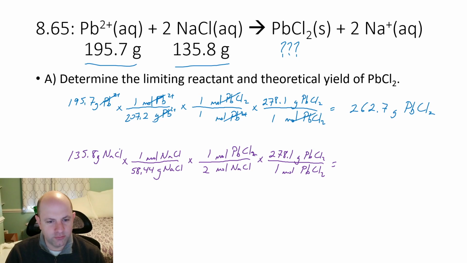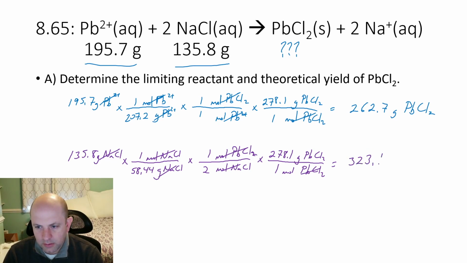Again, check for units. Grams of NaCl cancel, moles of NaCl cancel, moles of PbCl2 cancel. We're left with grams. We just type it in. So 135.8 divided by 58.44 divided by 2, and then times 278.1, and we get an answer of 323.1 grams of lead chloride.